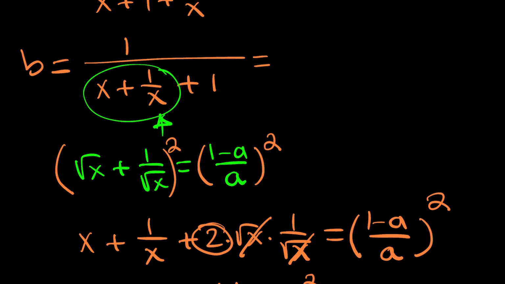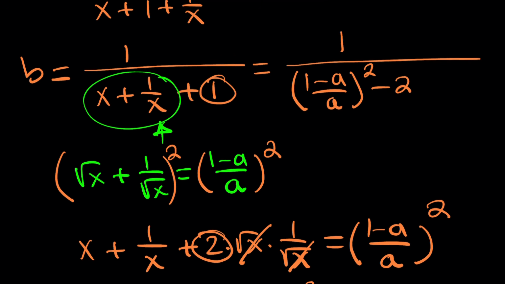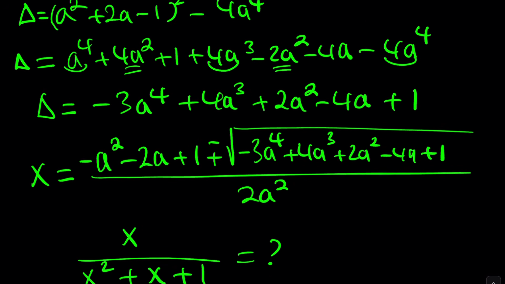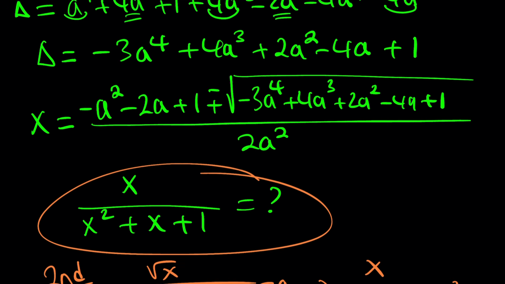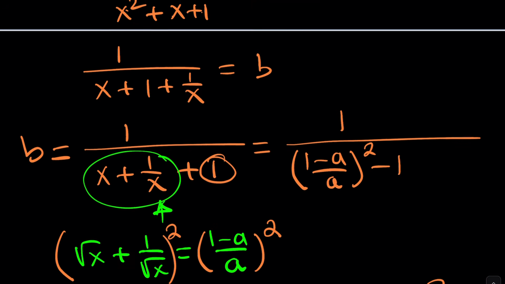But here's what I need to worry about. Replace x plus 1 over x with that so that you can find b. What is that? It's ((1 minus a) over a) quantity squared minus 2. And then, of course, there's a plus 1, which turns into a minus 1. So that is the answer in terms of a. If we substituted this gigantic, ginormous radical into this, would that work? I don't know. You need to test it out and let me know because I'm way too lazy to try it. But please let us know.